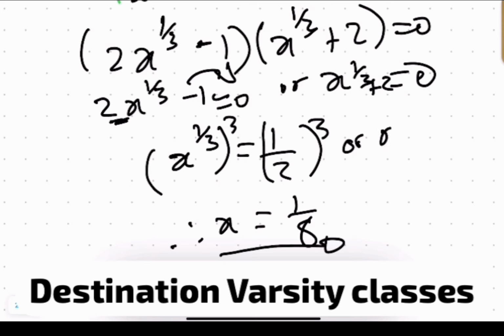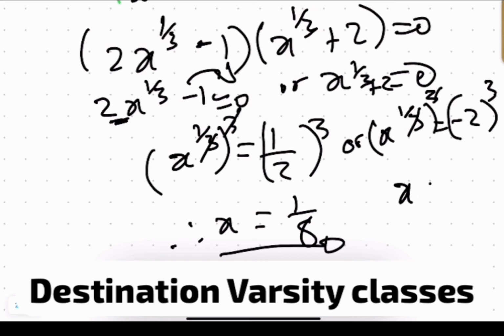Then for the second one, you take 2 to the other side. x to the power of 1 over 3 equals what? Minus 2. You do the same thing. You raise it to the power of 3, you raise it to the power of 3. And you know that this will cancel with this and this will cancel with this, right? Then you'll have x equals what? Minus 8, I think so. That's how you solve the first one, eh?